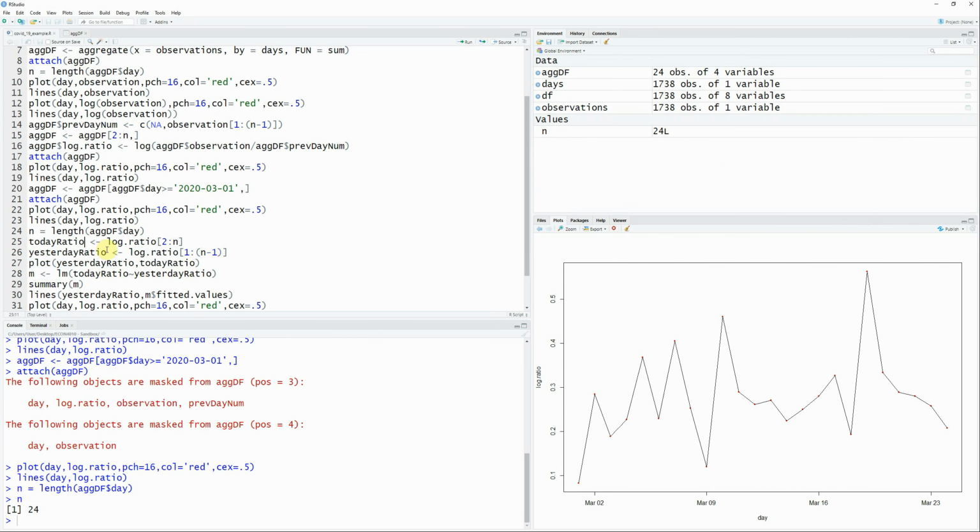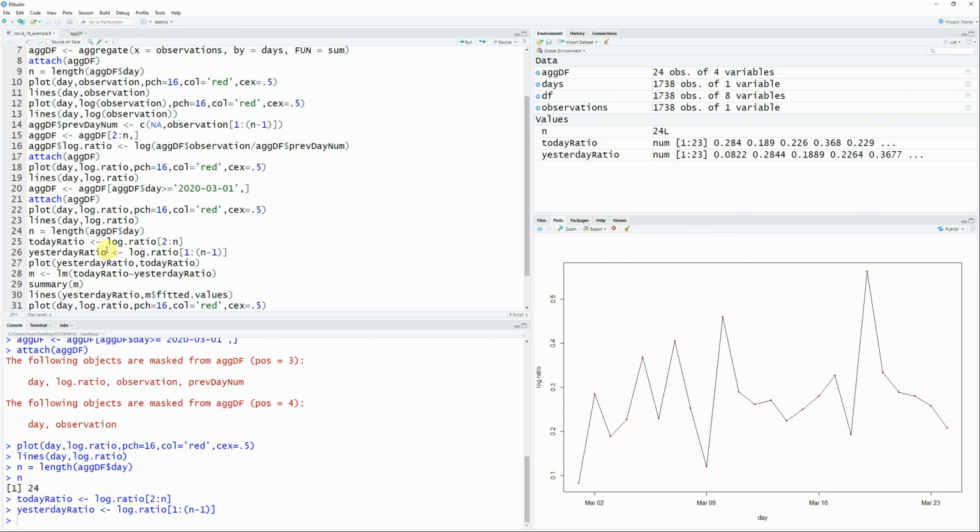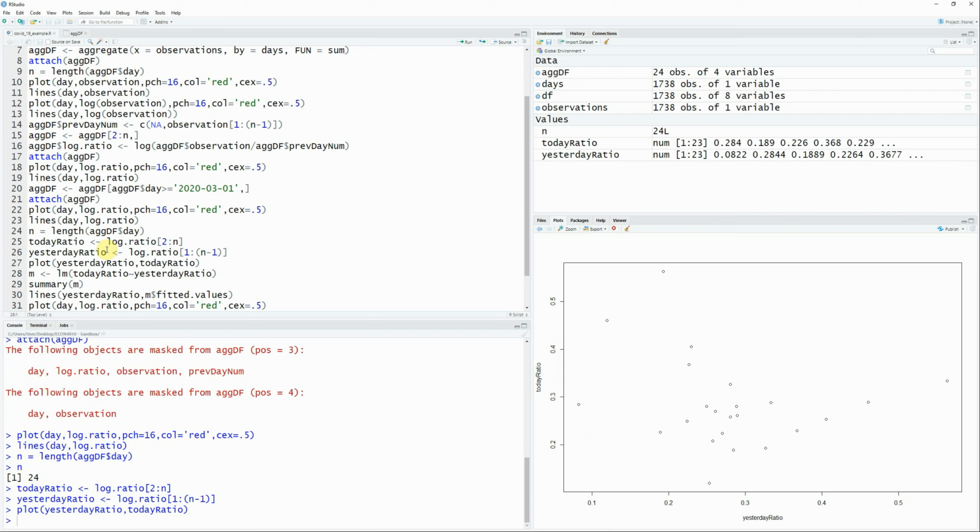Now the ratio is the important variable for me because if it's high, then I have a fast pandemic. If it's low, it means that it's more controlled compared to a higher ratio. So I want to compare the ratio. I want to say what's today's ratio compared to yesterday's ratio, and those two could now be my new y and x. So I can plot this x and y, and those are the points.